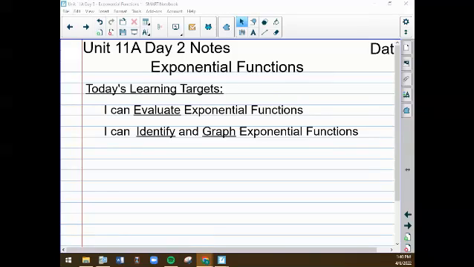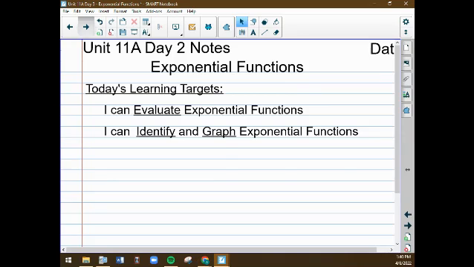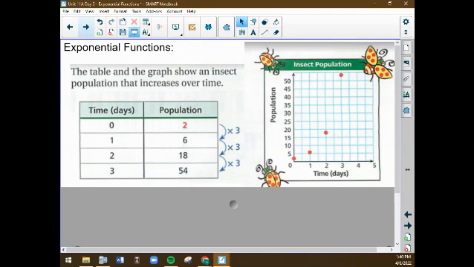All right, in this video we are going to talk about exponential functions. The two learning targets are I can evaluate exponential functions and I can identify and graph exponential functions. So getting started, exponential functions can be used to model population of an insect.